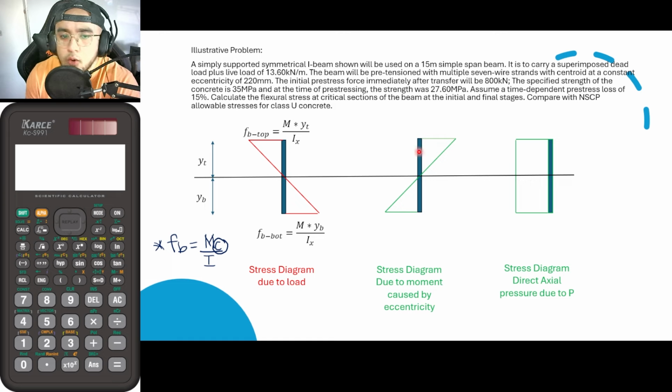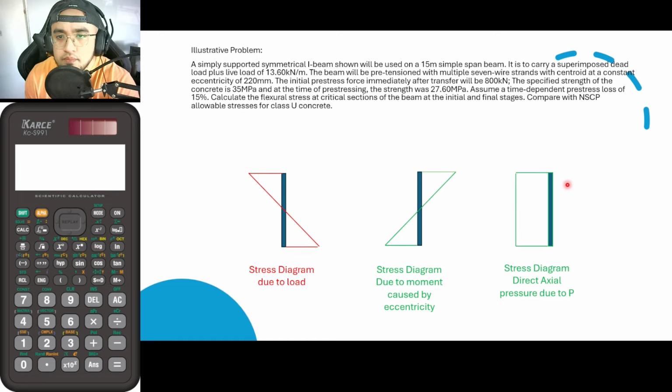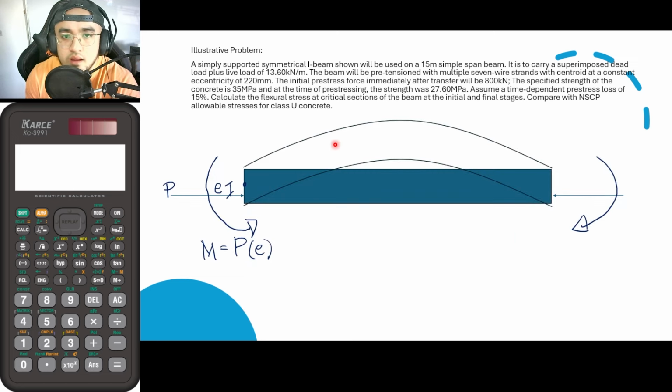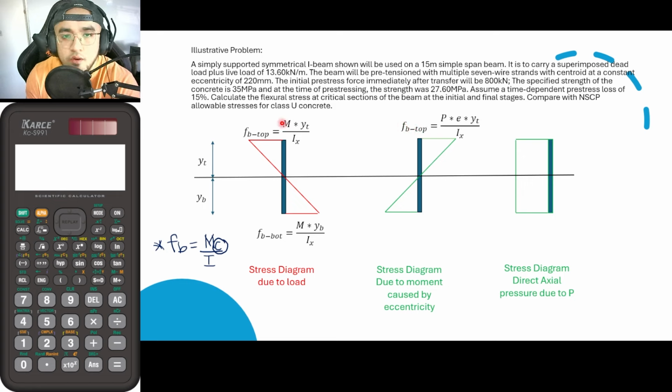What is now our formula for this particular diagram? Because if we look at this slide here, it did not seem to have any moment. But once again, it actually did, and the moment here is equal to P times E. So once again, the moment is equal to force times eccentricity. Substituting all known values there, instead of writing M times YT over Ix, change M into P times E because this is due to the moment caused by eccentricity. Okay, so the same is true for the bottom part.